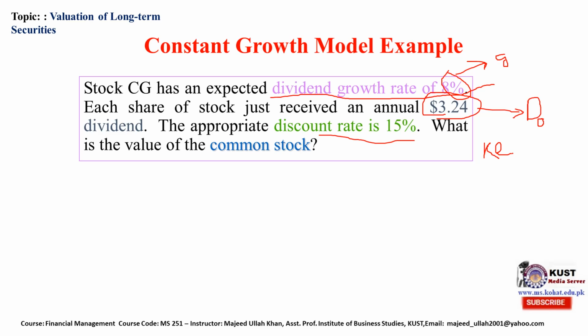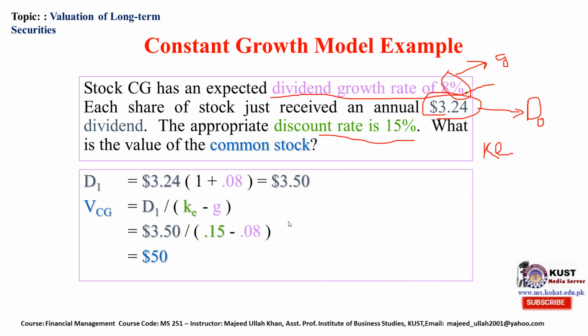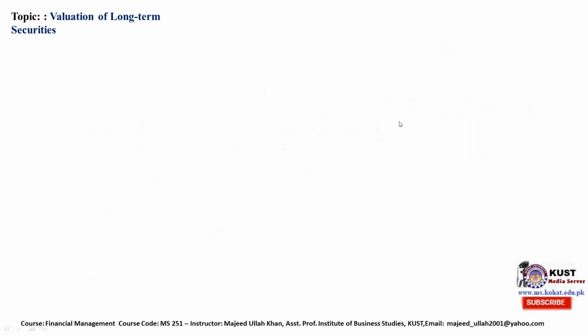So what is the value of the common stock? It means how much you are willing to pay for this common share of CG stock. If it gave you a dividend growth rate of 8% and your required rate of return is 15%, and today's dividend is $3.24, what should be the value? We will use the constant growth model equation. So D1 is equal to, as I told you, this is D naught.